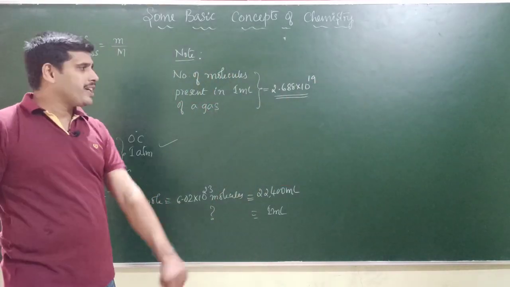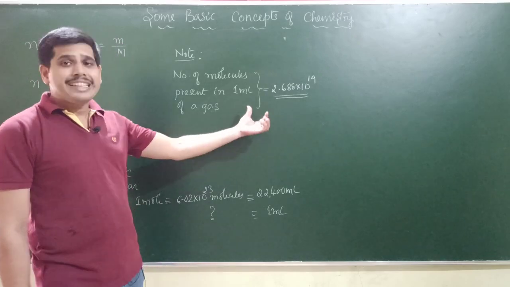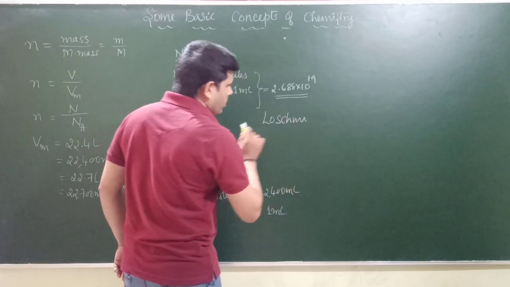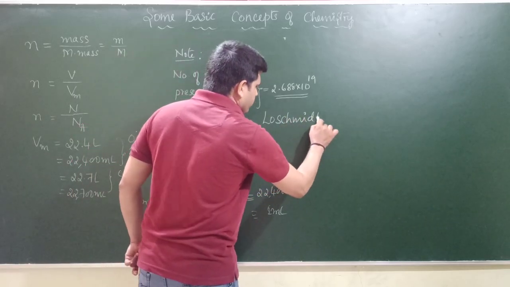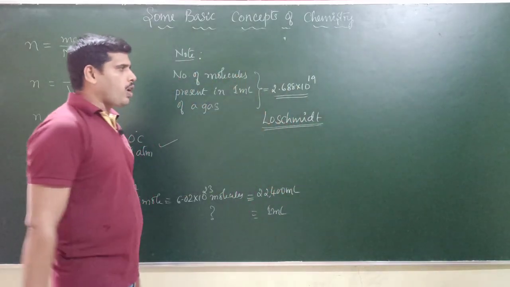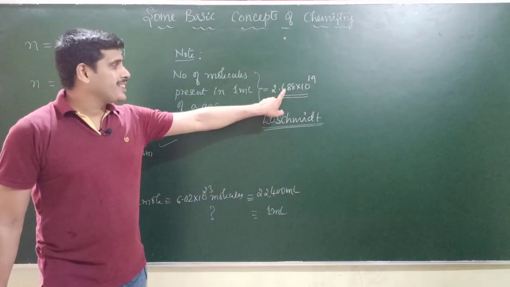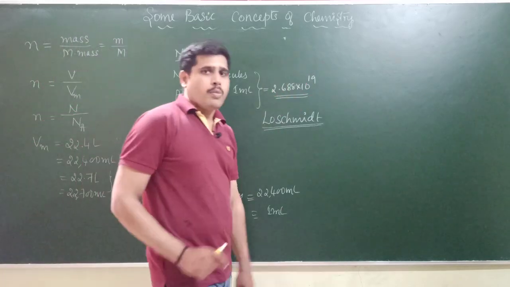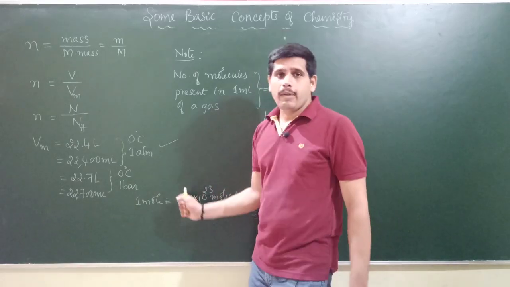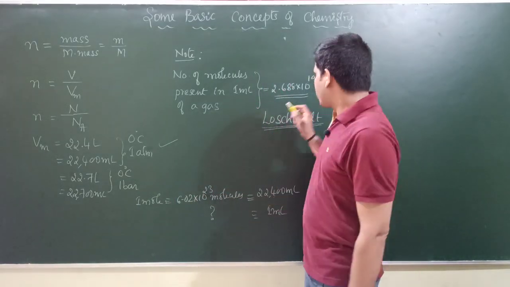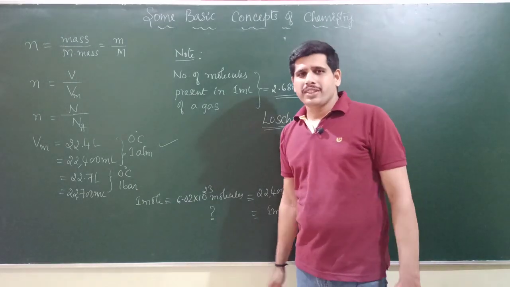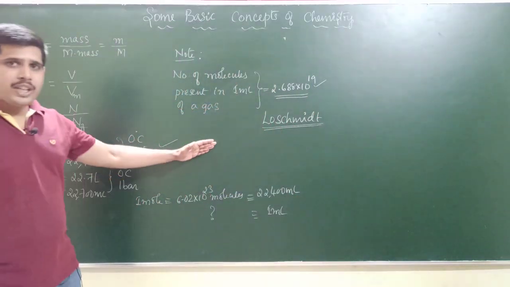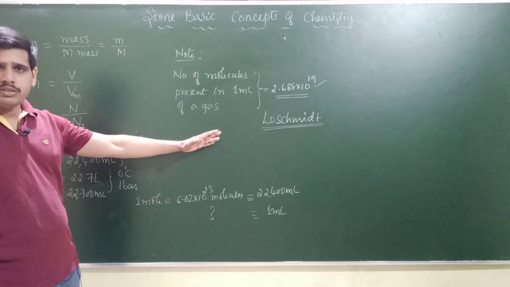This number is to be remembered as a constant value. Why? Because this is known as the Loschmidt number. Important. So the Loschmidt number value is 2.68 into 10 to the power 19, and it is nothing but the number of molecules present in 1 ml of any given gas. Is that okay? So in addition to Avogadro number, you came across one more constant value to be remembered. Is that okay, dear students? Shall we move ahead in this chapter?